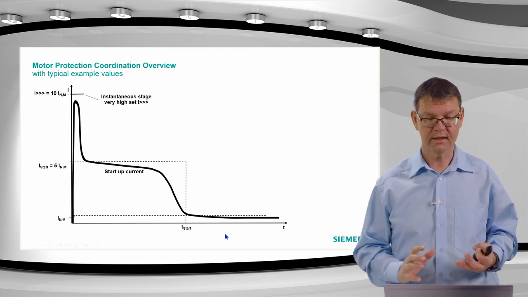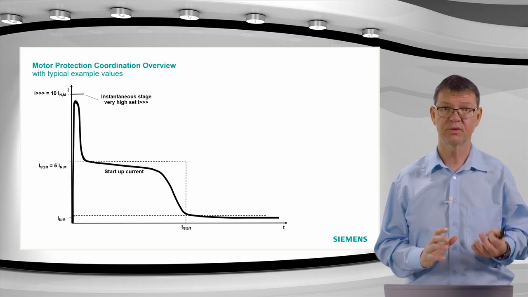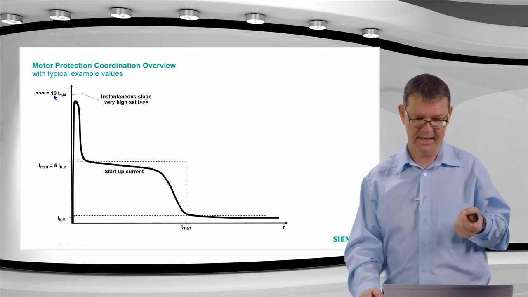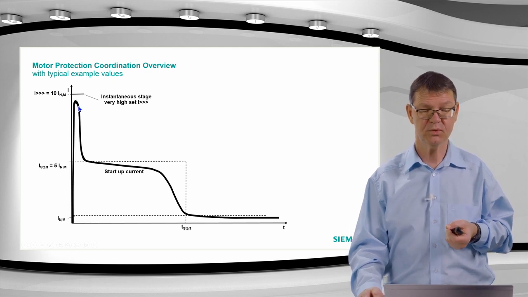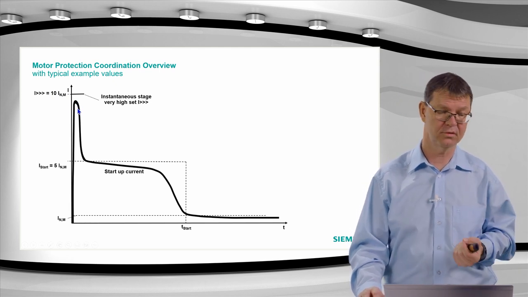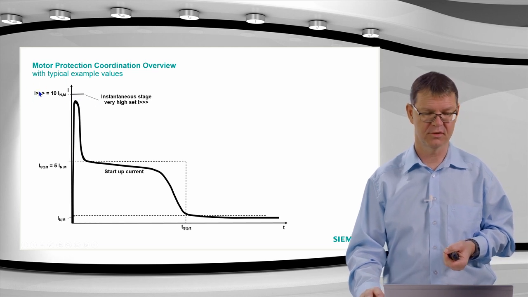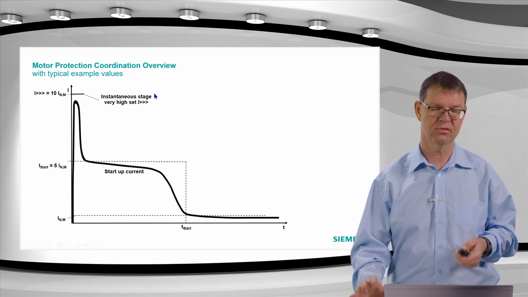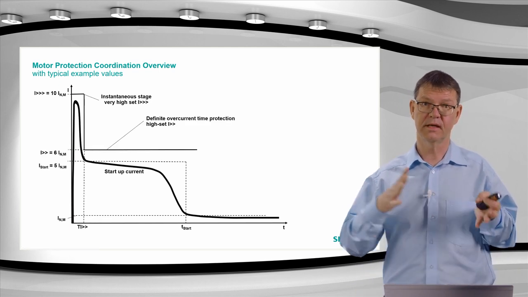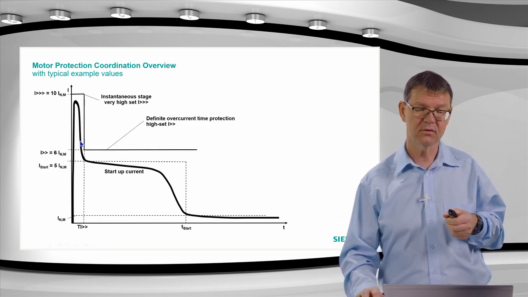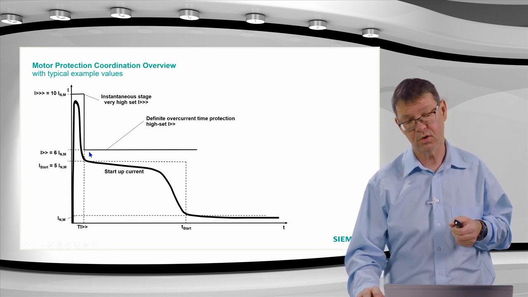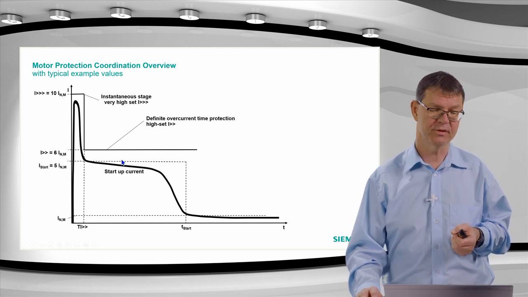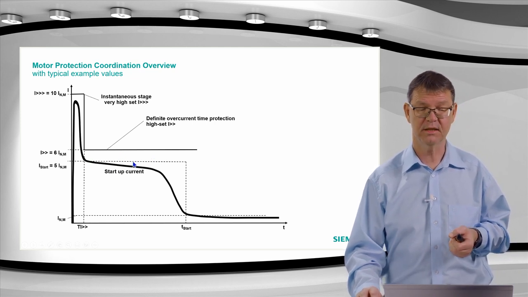Okay, how can we protect this now with an overcurrent protection function? First idea is to put an instantaneous stage over the maximum current which can occur here under the normal conditions. So I put here at, for example, 10 times nominal current, a stage without delay, so an instantaneous stage. Then I can go here behind and say, okay, after this peak, I have a relatively constant starting current. So I will put here another stage, which I place with a certain margin above this startup current.